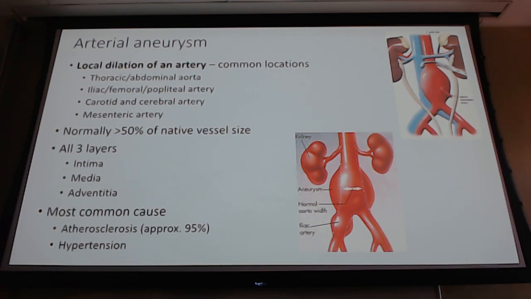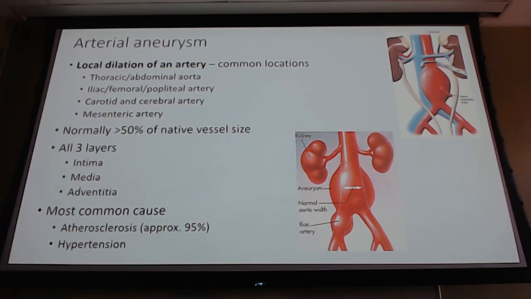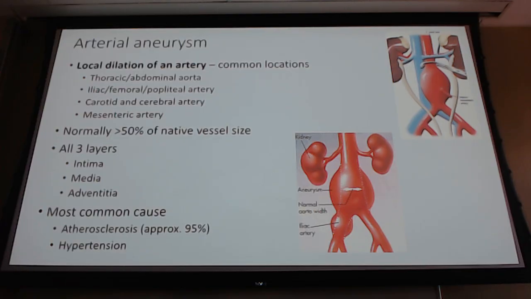Okay. Now with an aneurysm, all 3 layers are widened. It's not a tear. There's no discontinuation of those layers. All 3 of them are just widened. Think of a balloon, right? All widened. Common causes: atherosclerosis, 95%, and hypertension.